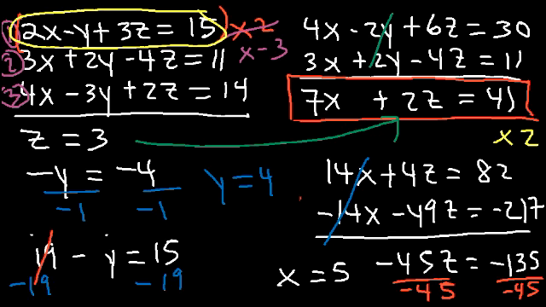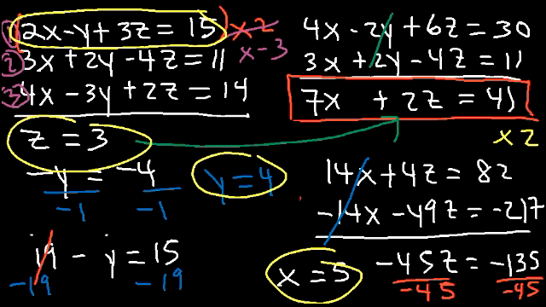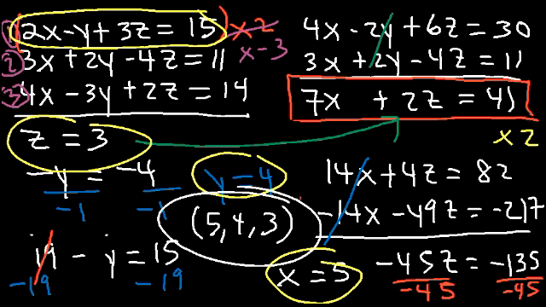Therefore, we have our answer. So x is 5, y is 4, z is 3. So as a pair, we can write it as 5, 4, 3 in terms of x, y, z. So that is the answer to this problem, and that is it for this video.